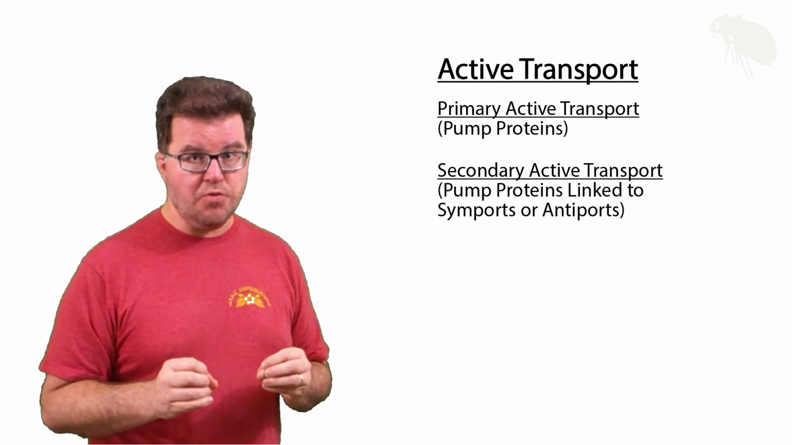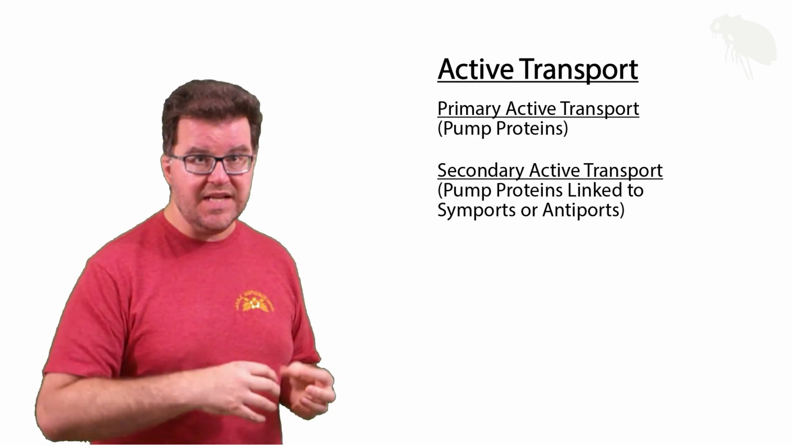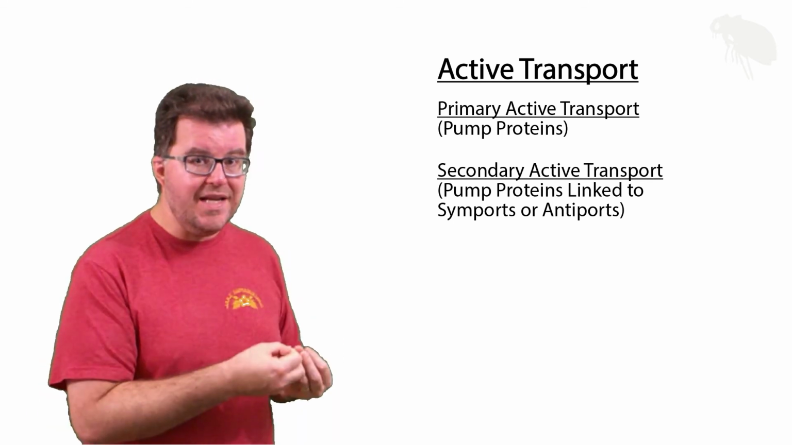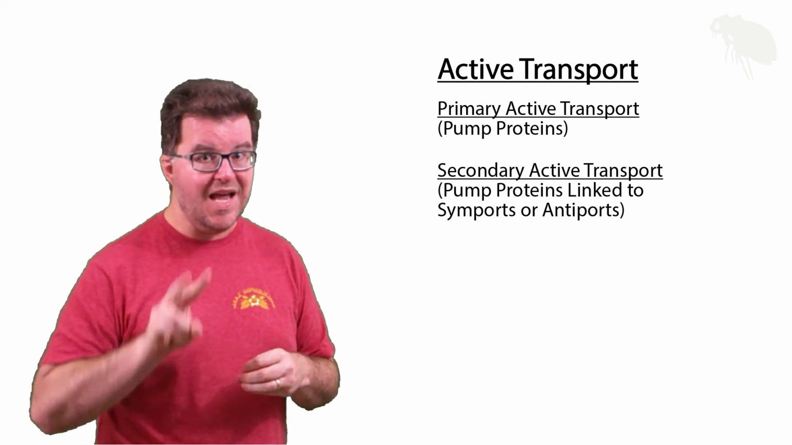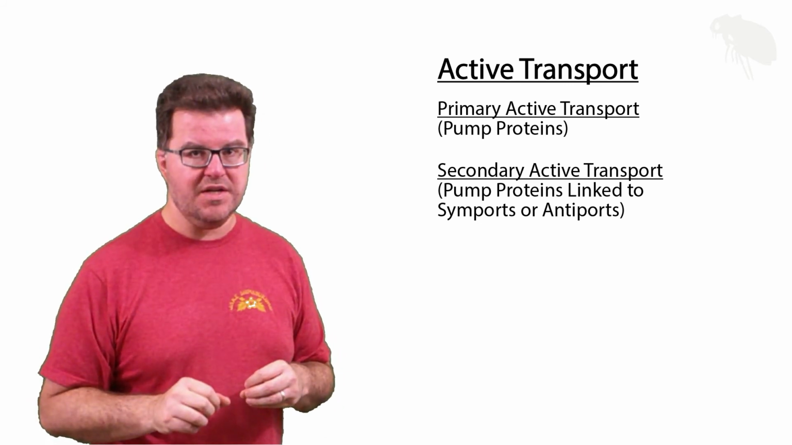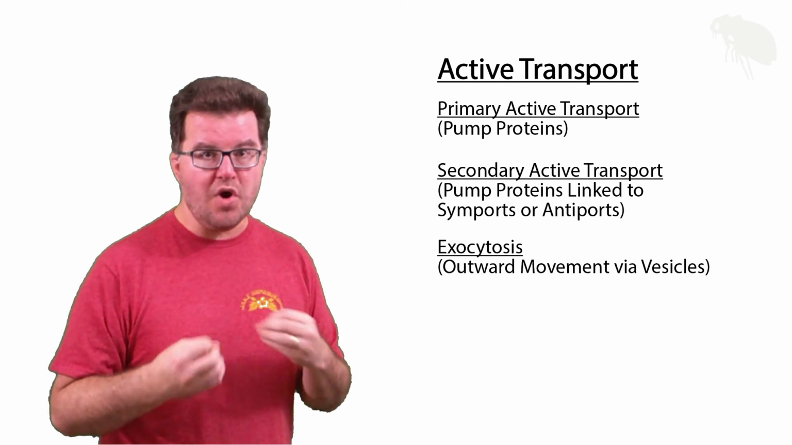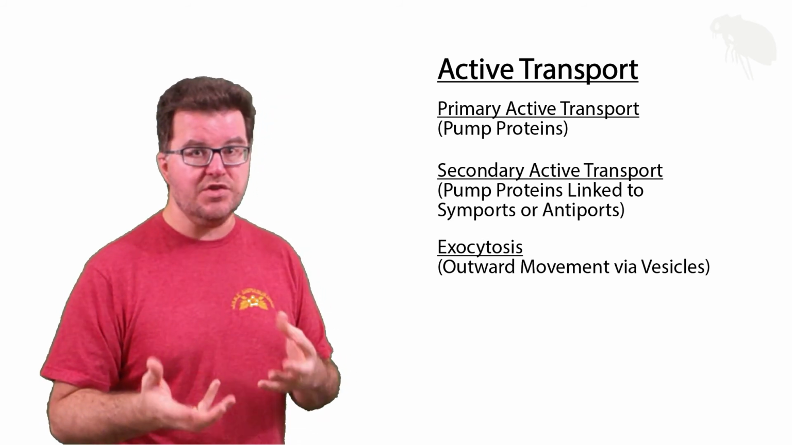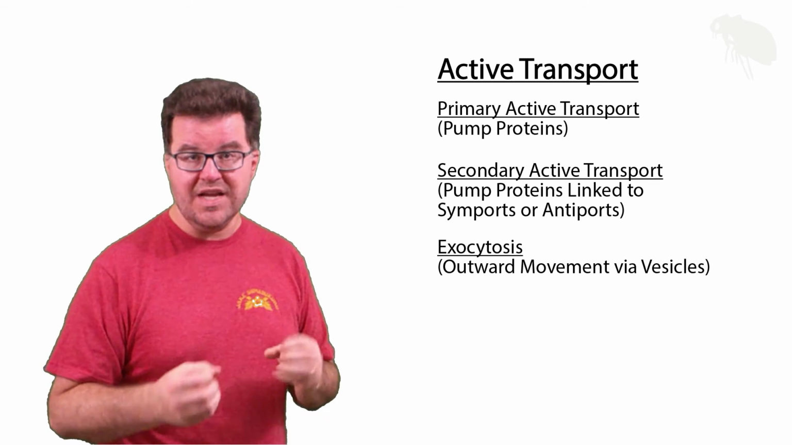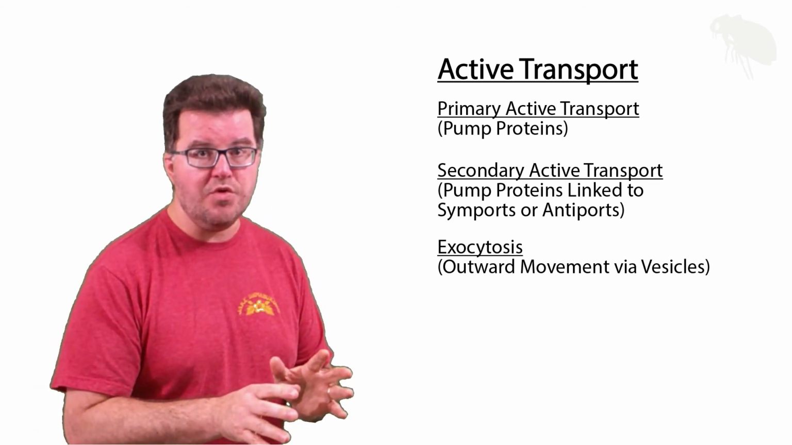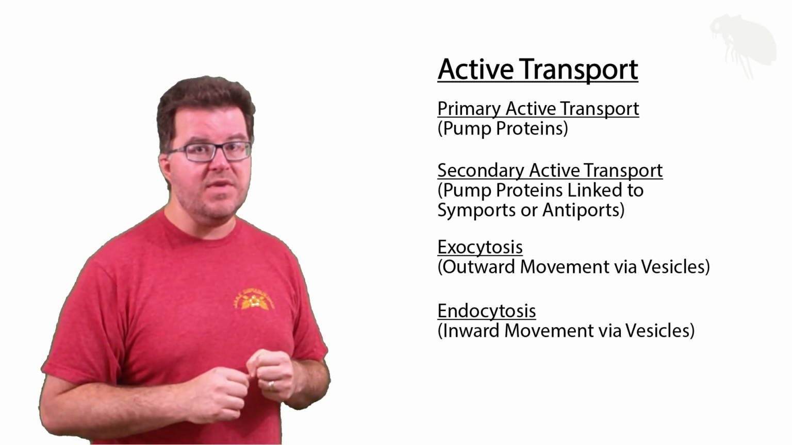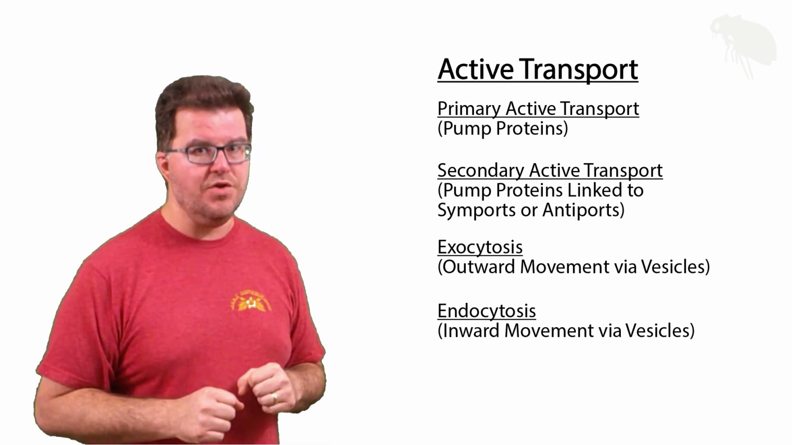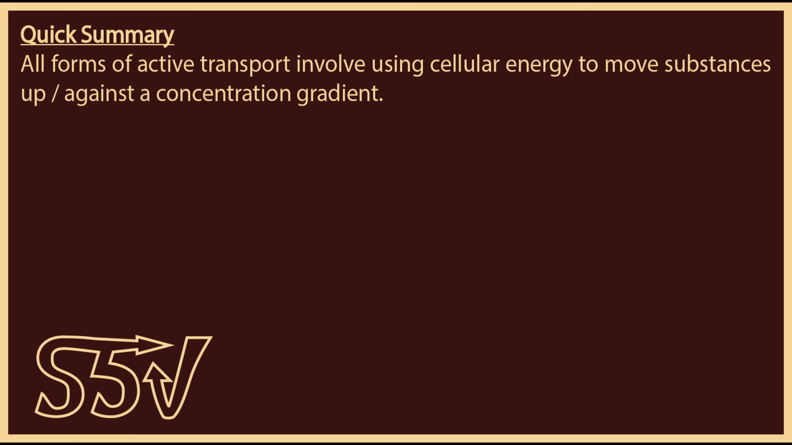Secondary active transport takes one of those pump proteins and utilizes energy in the gradient that it creates to move substances through other proteins called symports and antiports. I'll be doing two videos on that subject. And then bulk movement into or out of the cell, large amounts of substance or large objects being moved through vesicles. Exocytosis is the outward movement. Endocytosis is the inward movement. And look for a 5-minute video on different forms of endocytosis. We'll be right back.